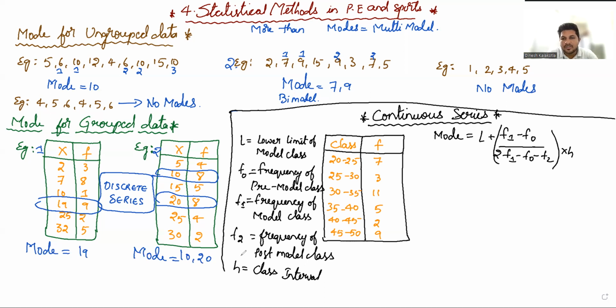Now let us see it for continuous series. This is the given example. To calculate the mode in continuous series grouped data, mode is equal to L plus (F1 minus F0) divided by (2F1 minus F0 minus F2), into H. Now, L is nothing but the lower limit of the modal class. F0 is equal to the frequency of the pre-modal class. You need to remember each of these so that it will be very easy for you.